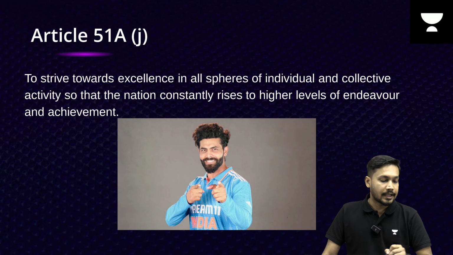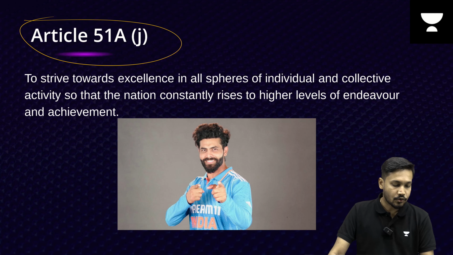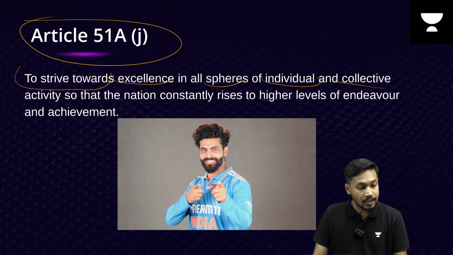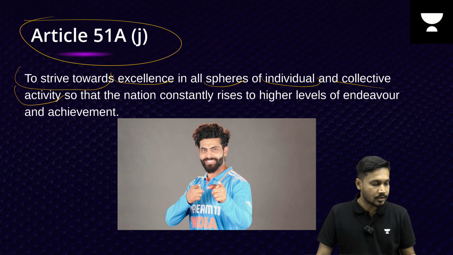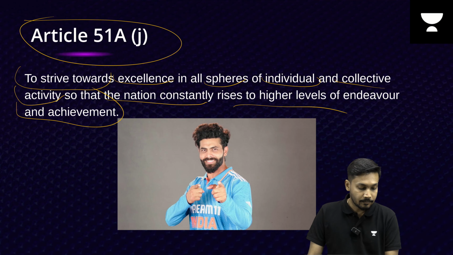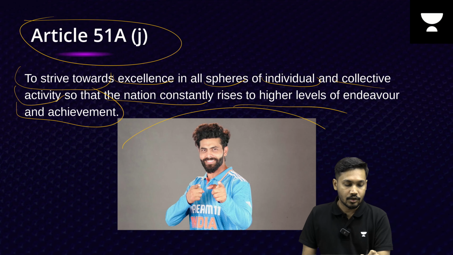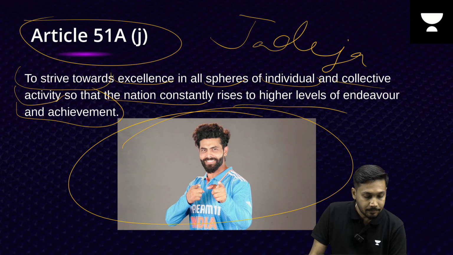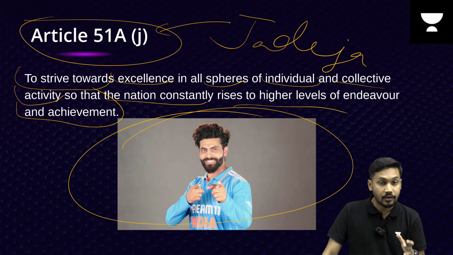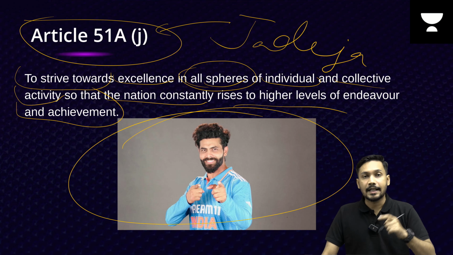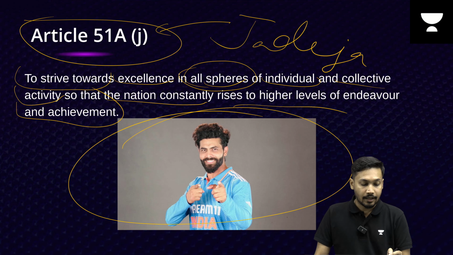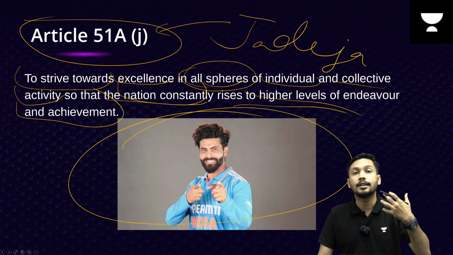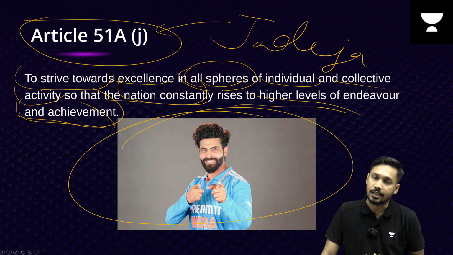Then the 10th one is clause J, which is to strive towards excellence in all spheres of individual and collective activity, so that the nation constantly rises to higher levels of endeavour and achievement. For this we will remember Ravindra Jadeja, J, Jadeja. How will this help in remembering? Because of all spheres. Ravindra Jadeja is an all-rounder. He is a batsman, a bowler, a good fielder, and he helps the nation constantly rise to higher levels of endeavour and achievement, because he has been doing extremely well in the field of cricket.